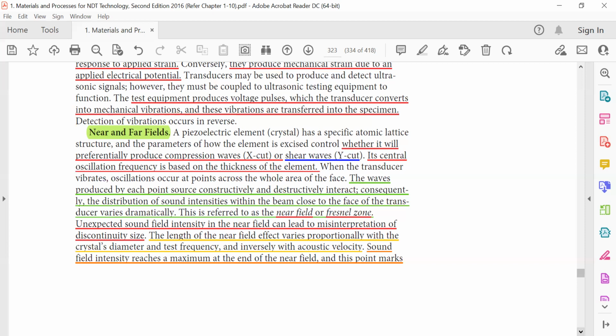The waves produced by each point source constructively or destructively interact. Consequently, the distribution of sound intensities within the beam close to the face of the transducer varies dramatically. This is referred to as the near field or Fresnel zone. Unexpected sound field intensity in the near field can lead to misinterpretation of discontinuity size. The length of the near field effect varies proportionally with the crystal diameter and test frequency.